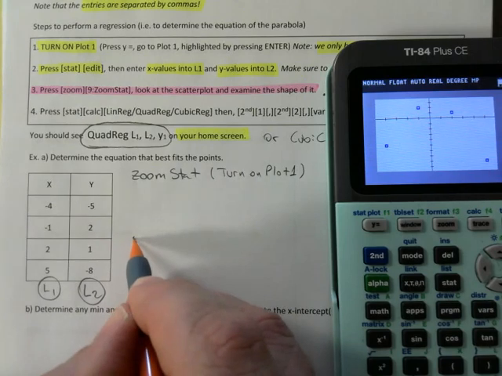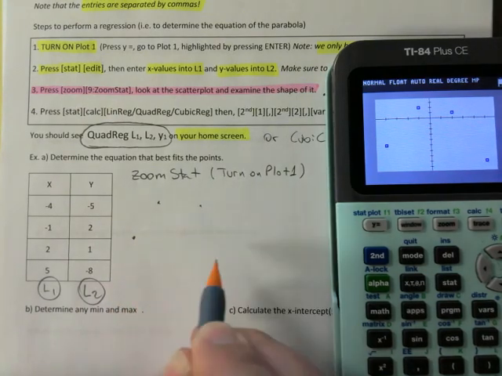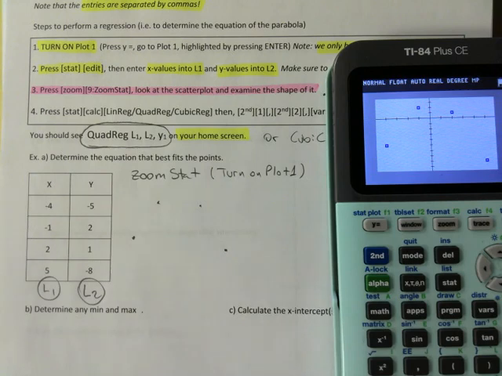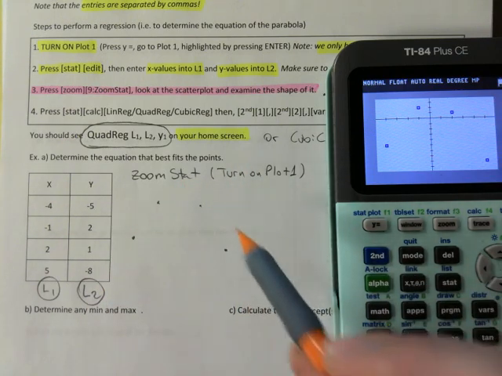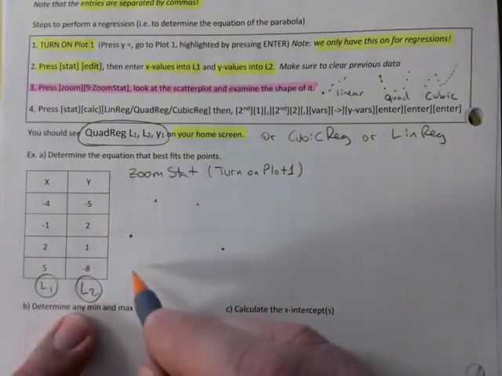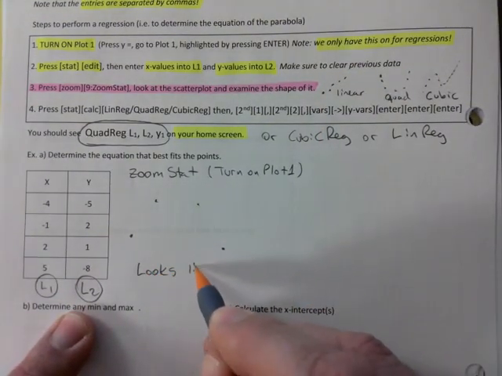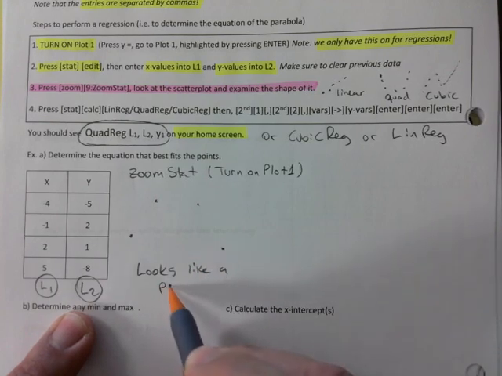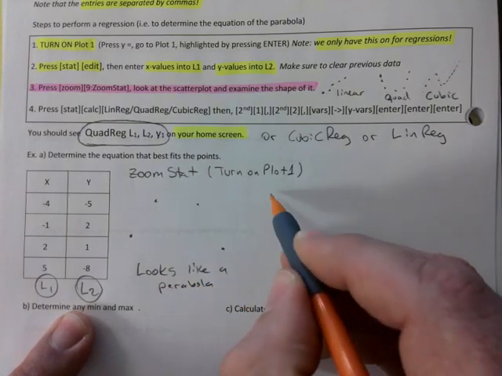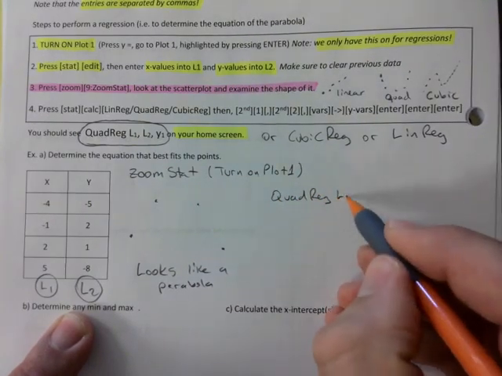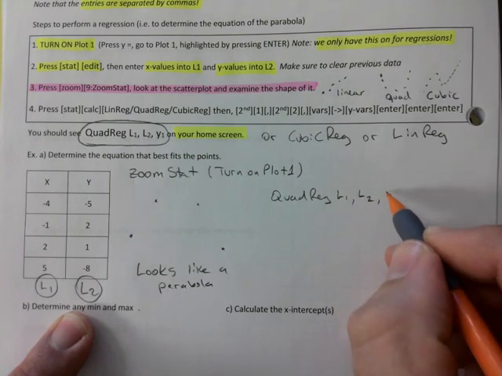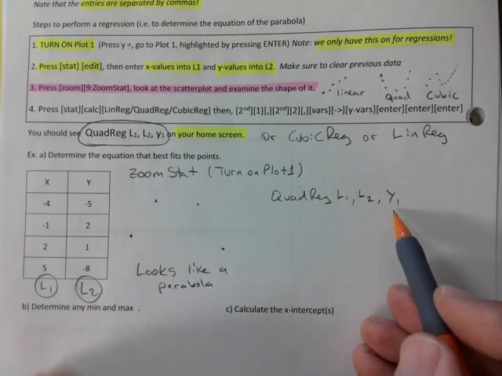So now we look at those points like that. Doesn't that look like it has to be a parabola? Wouldn't you agree? It has to be. A linear just couldn't do it. A parabola can do a pretty good job at connecting those dots, okay? So it looks like a parabola. Therefore, quad reg, L1, L2, Y1. We're going to put that equation that we come up with into Y1.